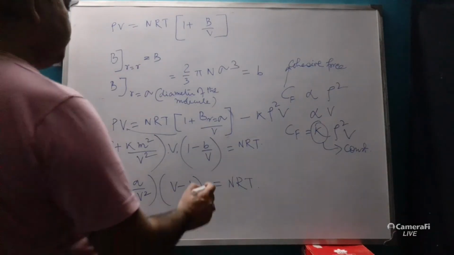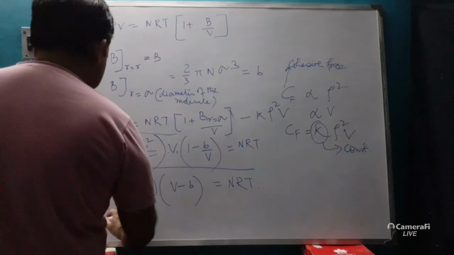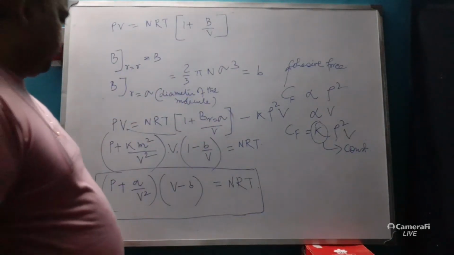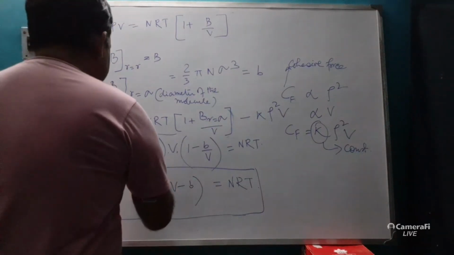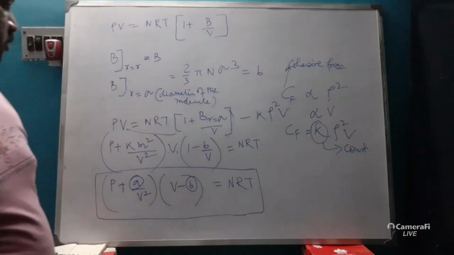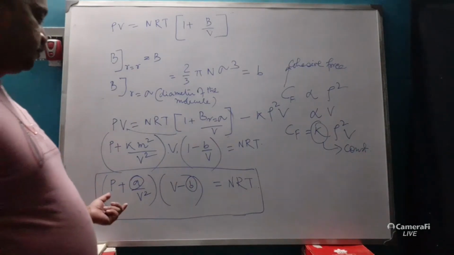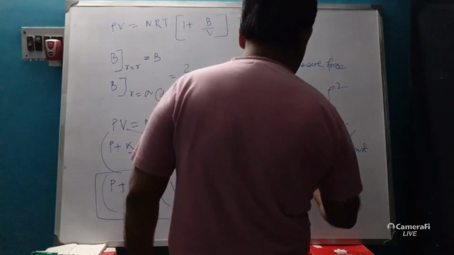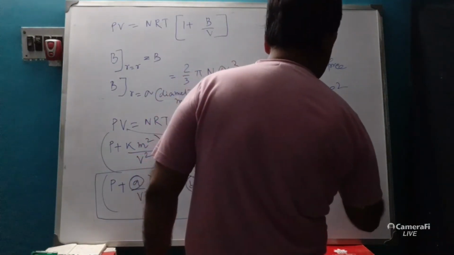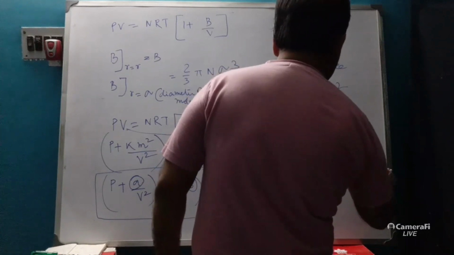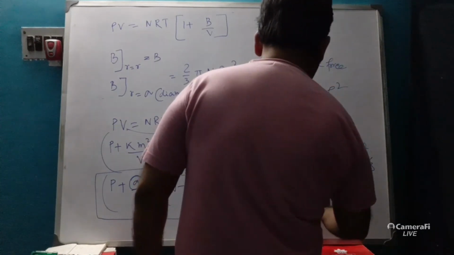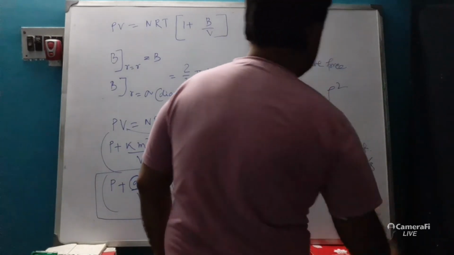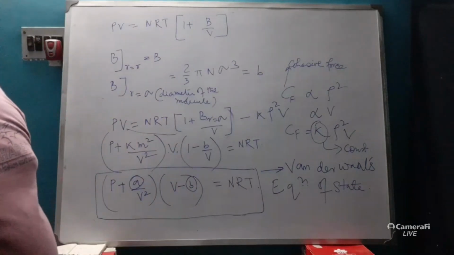So we have arrived at the equation for a real gas, where a and b are constants, and this particular equation of state is called the Van der Waals equation of state. So that's all for now. Thank you.